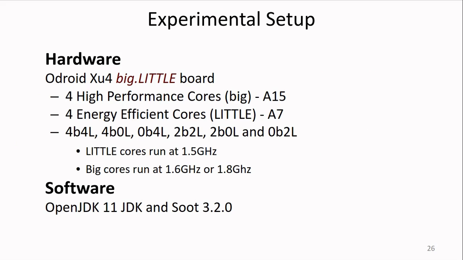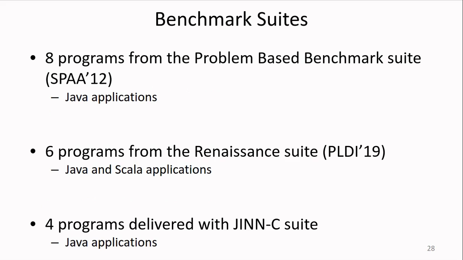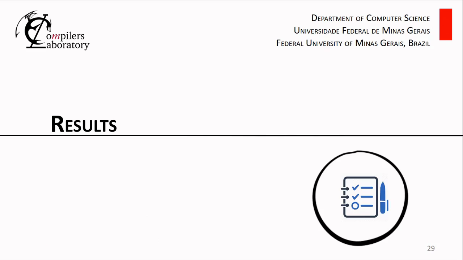And the experimental setup that we used to carry out the experiments: the hardware was an Odroid XU4 big.LITTLE board with 4 big and 4 little cores, and the software stack was basically OpenJDK 11 for running the applications, and the instrumentation was made possible using Soot. For the benchmarks, we have 8 applications from the Problem Based Benchmark Suite, 6 programs from the Renaissance suite, and 4 programs that we deliver with our GCC compiler. So let's take a look at the results.